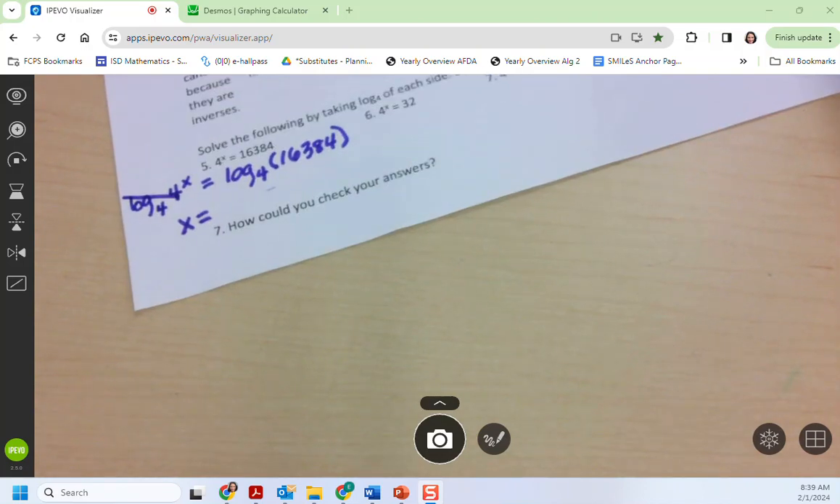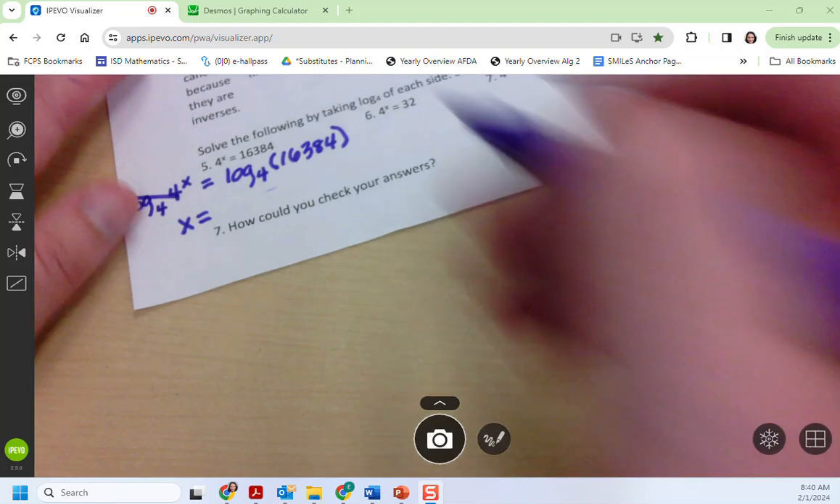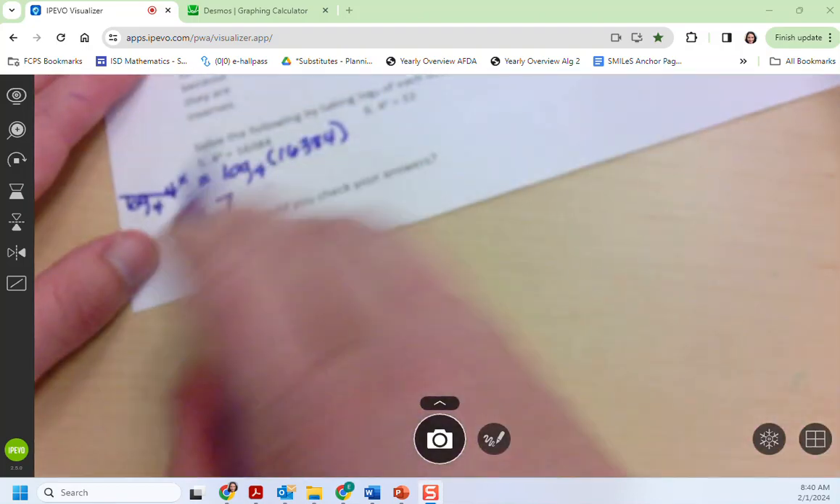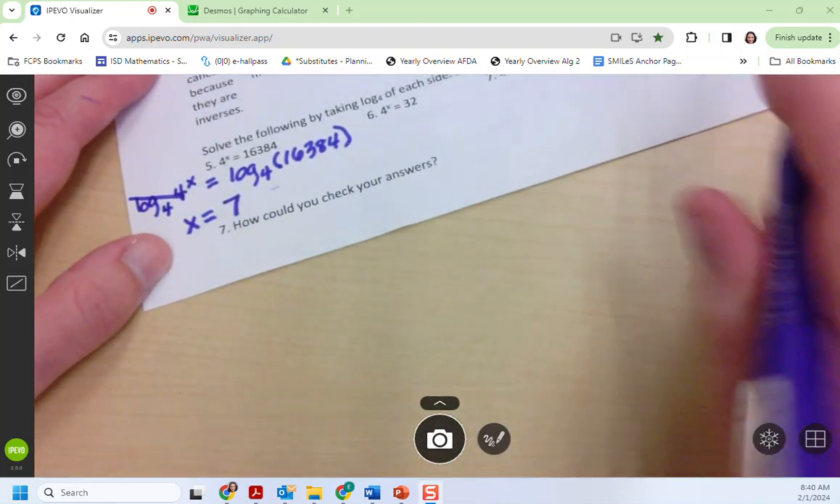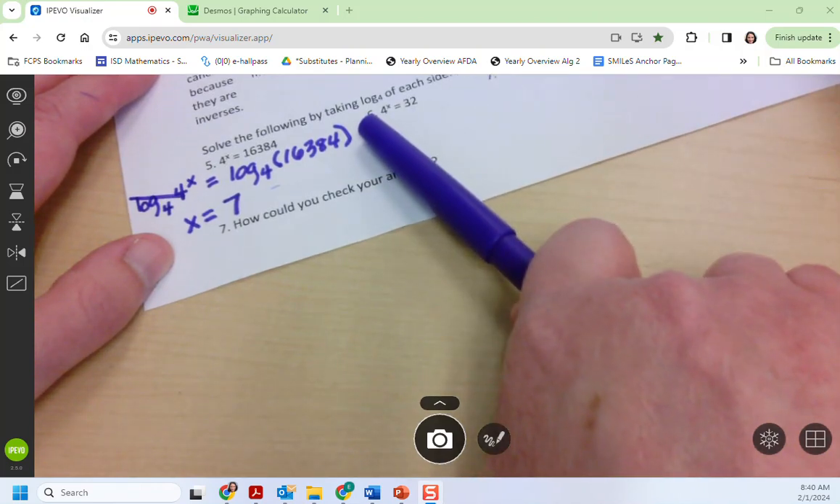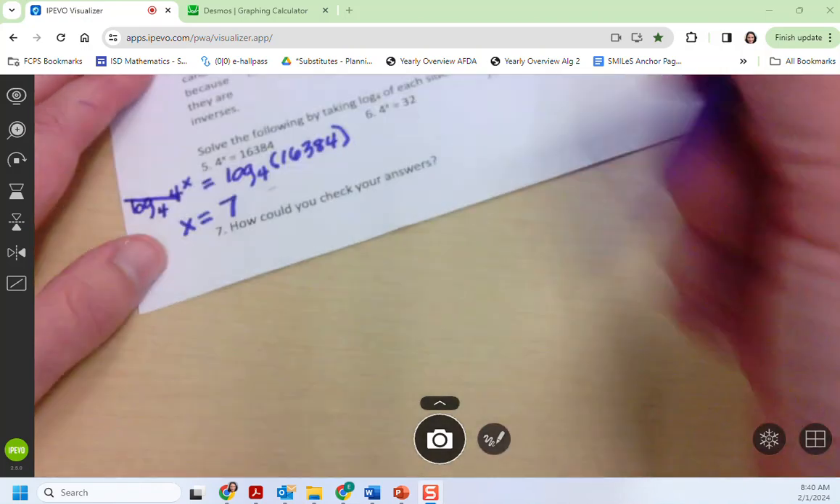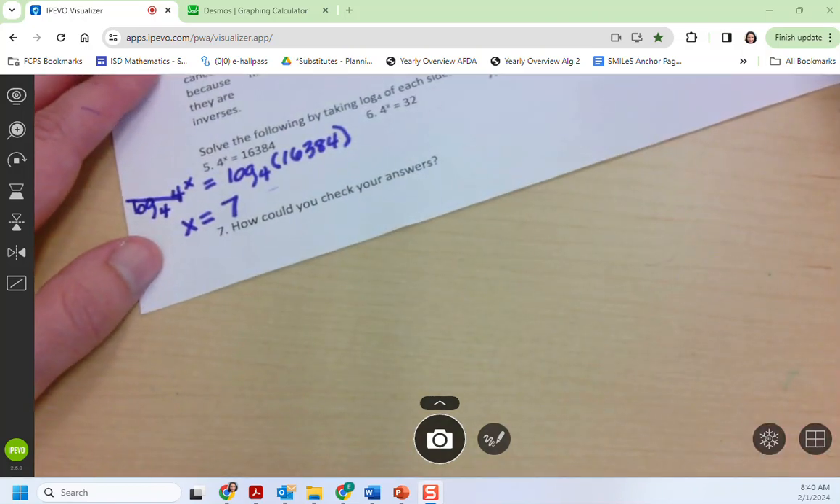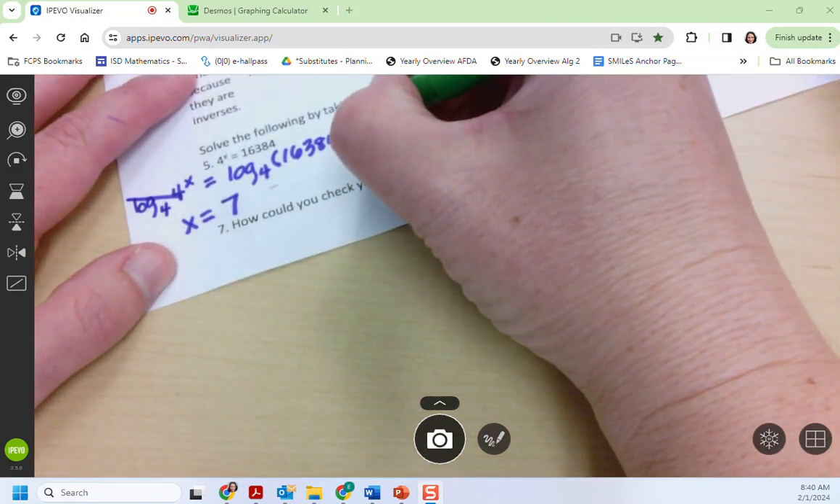And then you're going to type this one into your Desmos. What was the answer? All right, so we get 7 for this one. And for this whole row of problems, notice they all have a base of 4. So each one is going to be log base 4. All right, and then you're going to type in your other number. I'll do another one with you, but you guys can feel free to work ahead because you know how to do this.